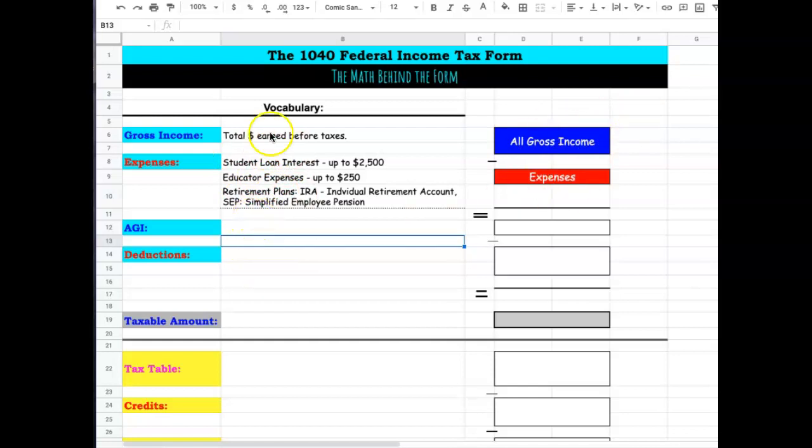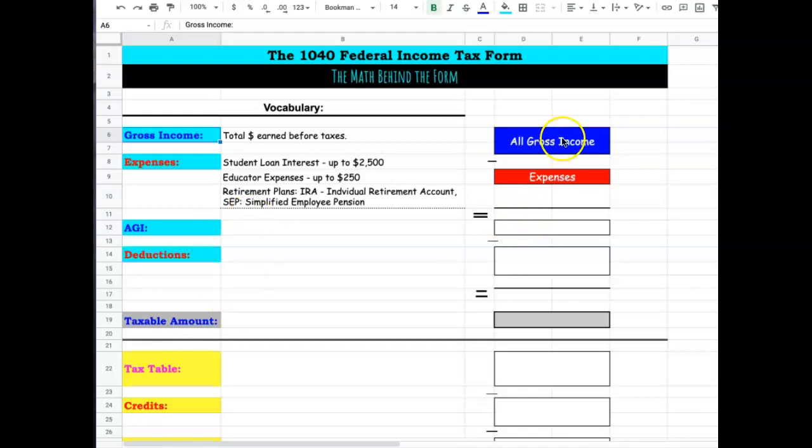So again, the ultimate goal is to get this gross income number down really low before we look at the tax table, or a lot lower, because that's the number we're going to be taxed on. We don't want to be taxed on all the money we earned, because that's a much higher number.